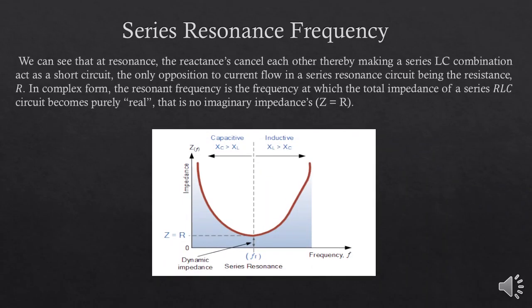We can see that at resonance, the reactances cancel each other, thereby making a series LC combination act as a short circuit. The only opposition to the current flow in a series resonant circuit is the resistance. In complex form, the resonant frequency is the frequency at which the total impedance of a series RLC becomes purely real. There is no imaginary impedance at that point, which is shown in the following graph.